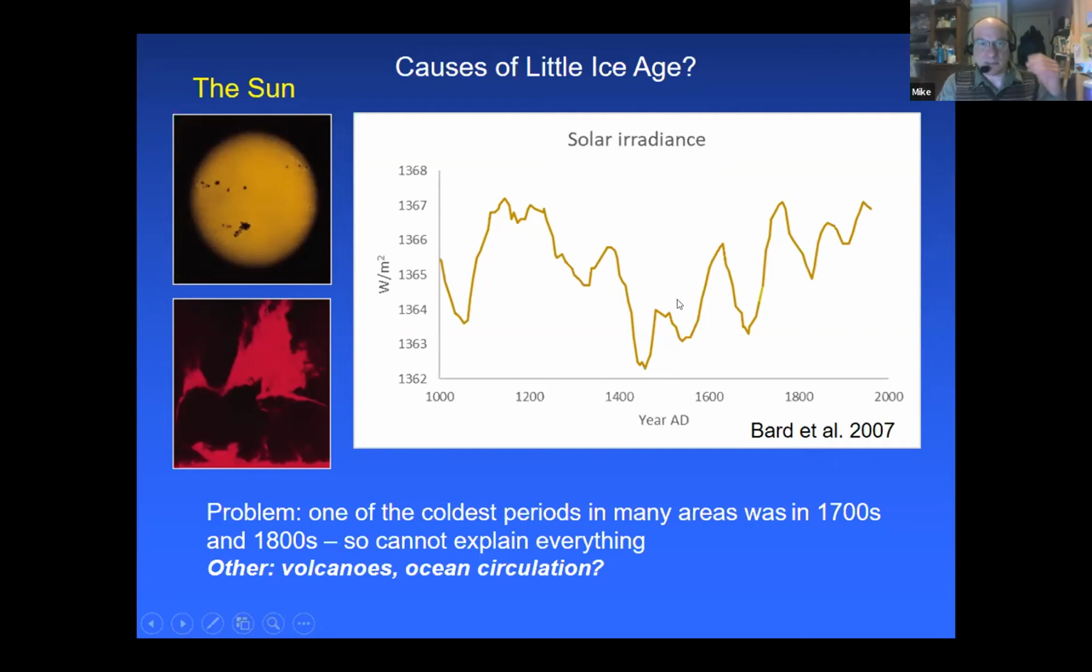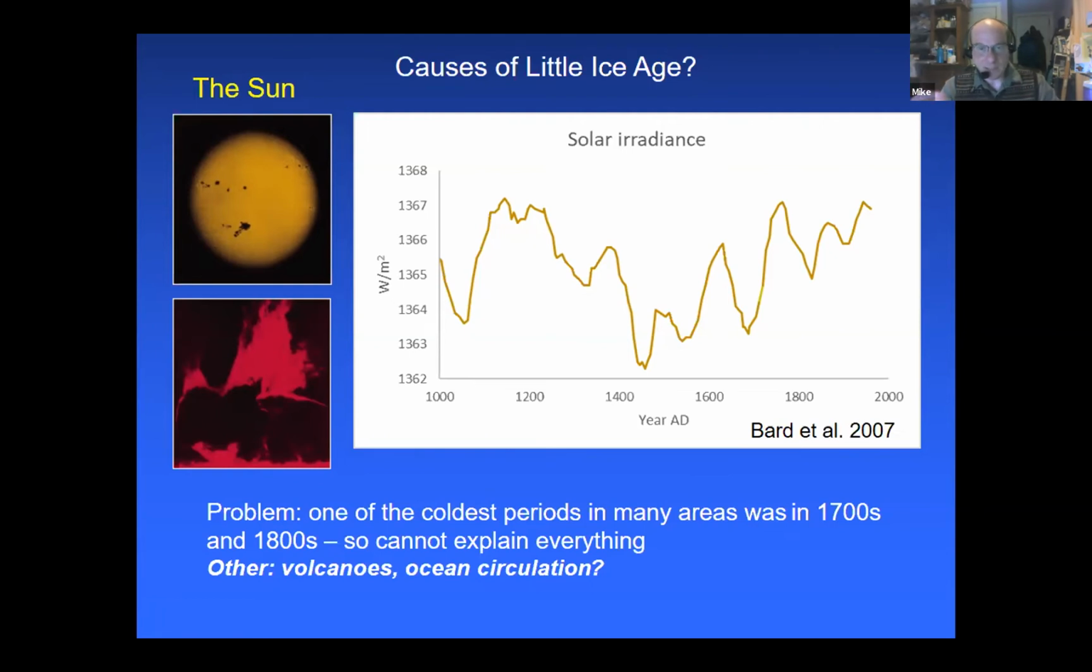How much energy we get from the sun has varied. For those of you who've had to take physics in high school, watts per meter squared, this is how much energy is being received at the Earth per meter squared. And you could see that between 1400 AD and 1600 AD, it was quite low. It's the lowest point on this graph. And in many areas, this was the coldest part of the Little Ice Age.